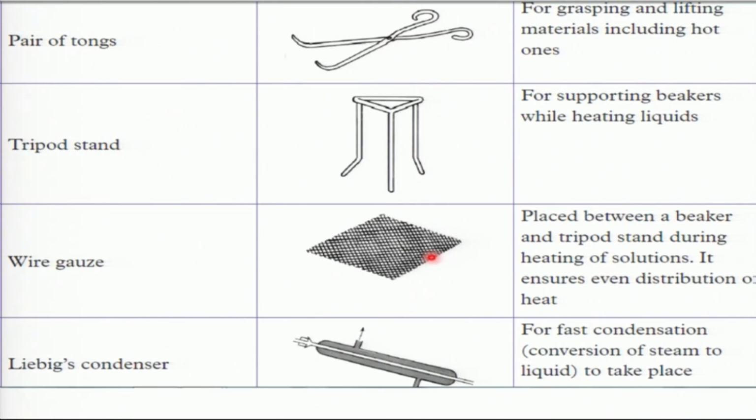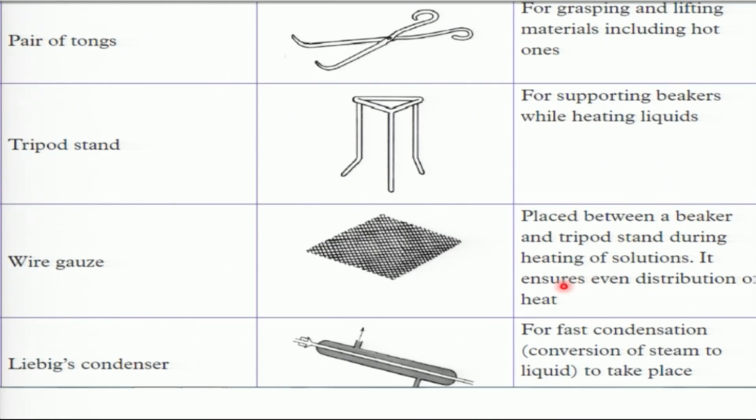So now the wire gauze. When you're heating, you get this wire gauze and place it on a 3-point stand here, all right? Then you put a beaker on top. So it supports the beaker from falling or moving down here. It acts like a mat, let's say. It's put on top of the stand, then a beaker is put on top of the wire gauze. So a wire gauze is placed between a beaker and a three-point stand during heating of solutions. It ensures even distribution of heat.